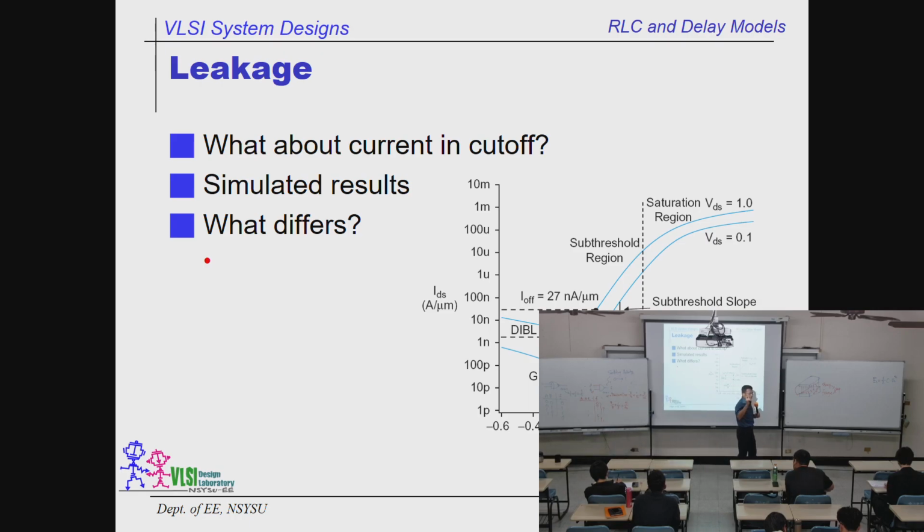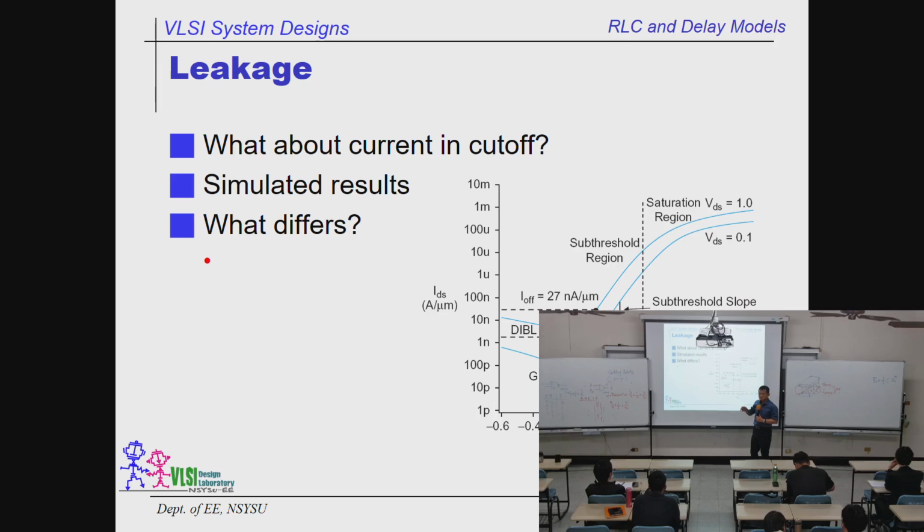When we say the gate is cut off, that means VG is equal to 0 for the AND gate. So we assume there is no current. But in reality, even though we give a 0 voltage at the gate, we still see that we have nanoamps of current going under the surface. So it's not 0, but it's small. It's nanoamps.